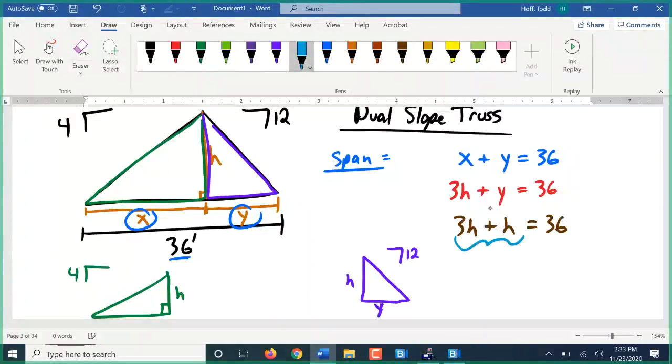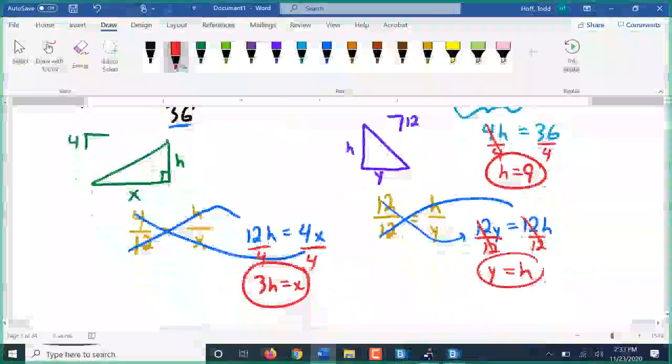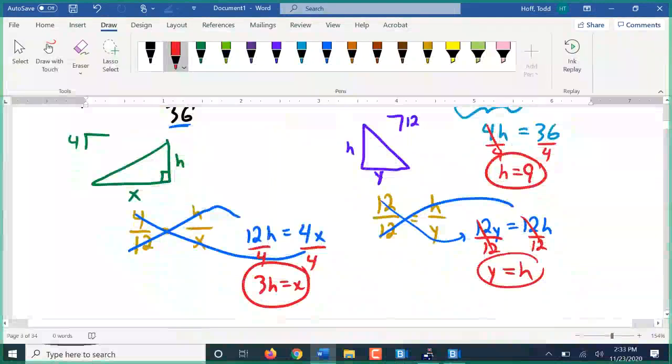3h plus h, now remember we think of that as being a 1h, is 4h equals 36. We can solve for h by dividing by 4. H equals 9. That tells us that this height here is 9 feet. Well, what good does that do us? Well, we have equations down here that describe x and y in terms of that height.